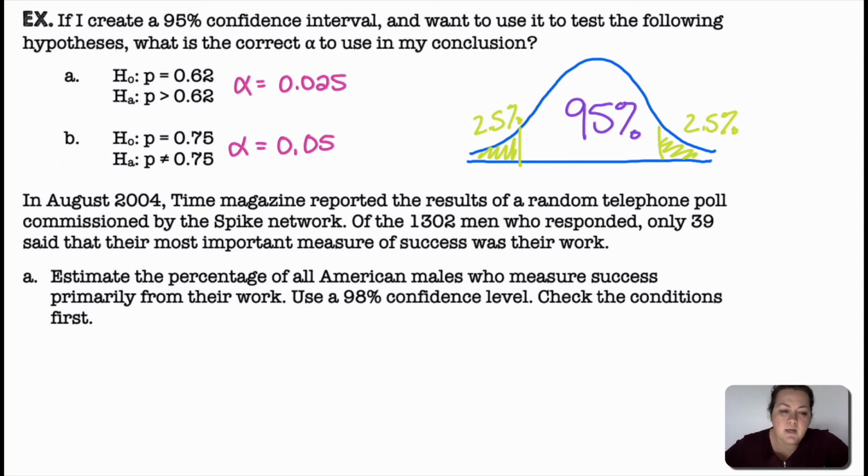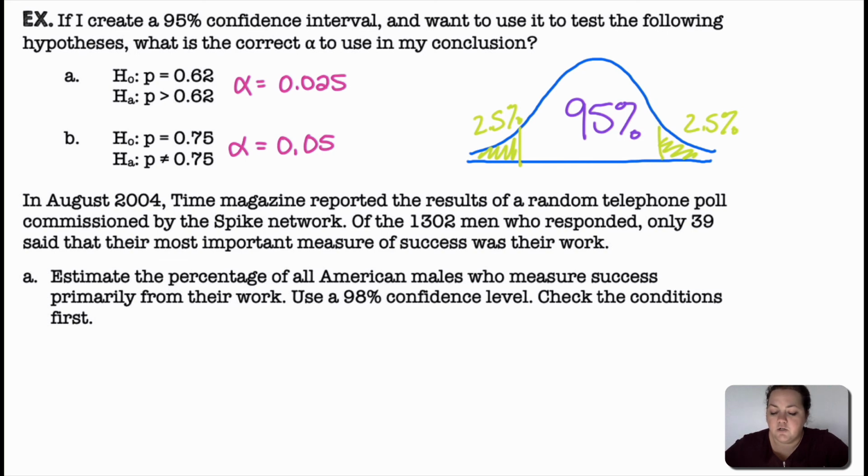All right. In August 2004, Time magazine reported the results of a random telephone poll commissioned by Spike Network. Of the 1,302 men who responded, only 39 said that their most important measure of success was their work. Estimate the percentage of all American males who measure success primarily from their work. Use a 98% confidence level.